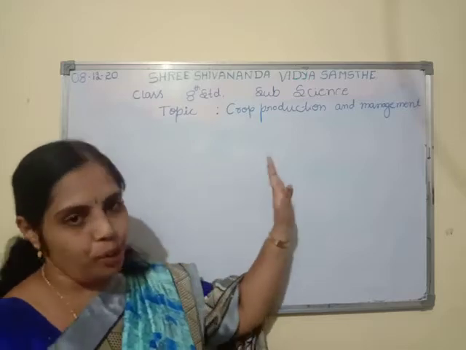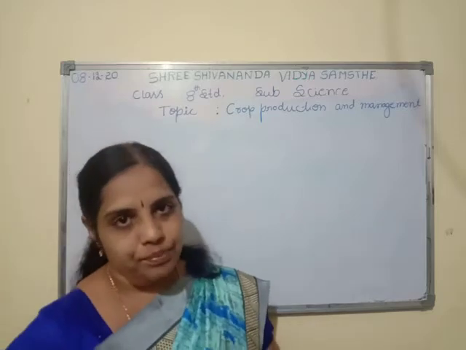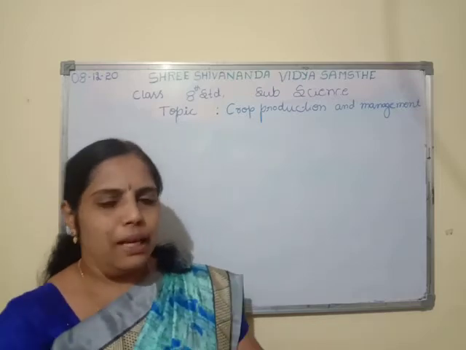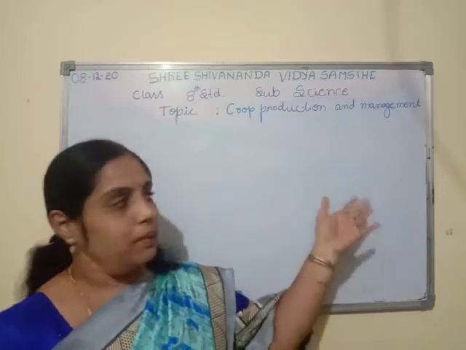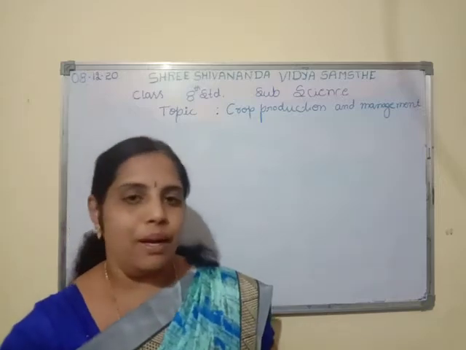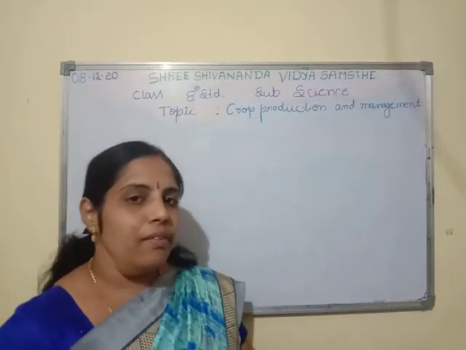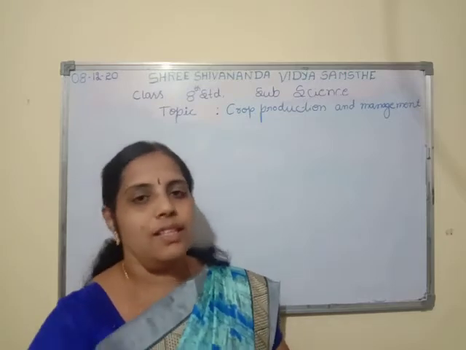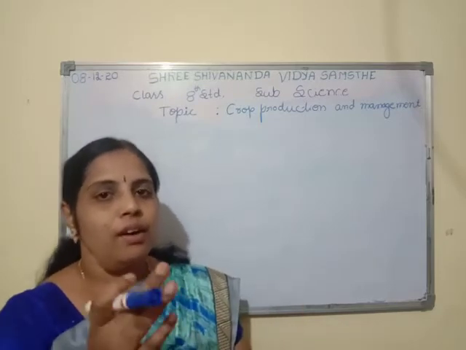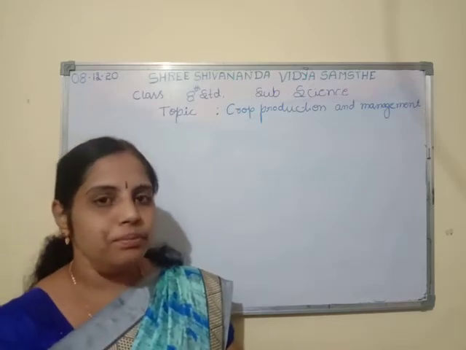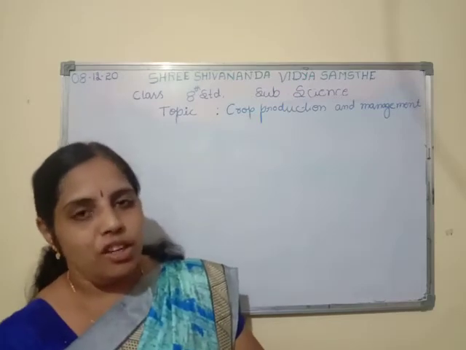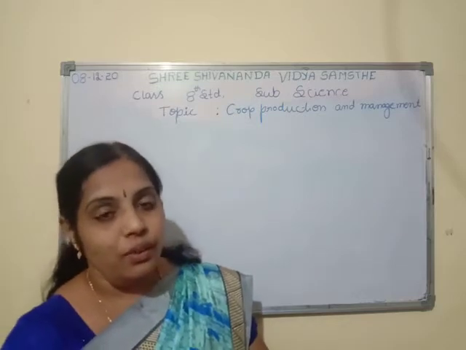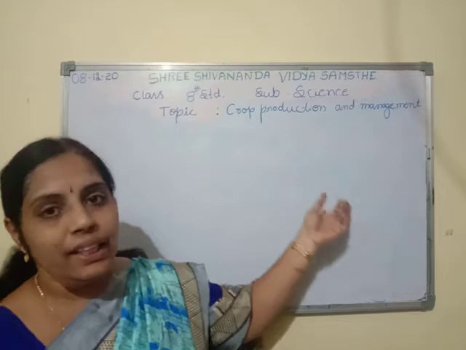Science, that is crop production and management. In this class we are going to study the remaining part of this first lesson, crop production and management. Till now we studied the steps involved in crop production. That is, we finished the study of preparation of soil, application of manure, sowing, and also irrigation. Up to this we already learnt.